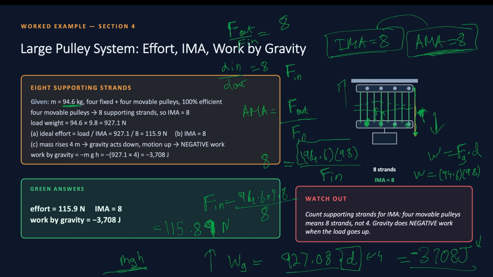Okay? And if you're confused on where I got the distance from, that would just be from the IMA being equal to the AMA, right? And then you could set those equal together and find the distance. But if that confuses you, don't worry, you won't be asked a question like that. Just imagine the mass rises 4 meters, okay? Then you can see what happens.